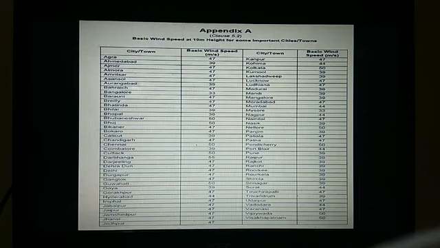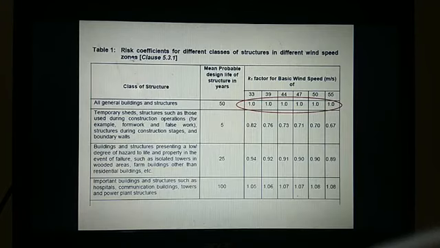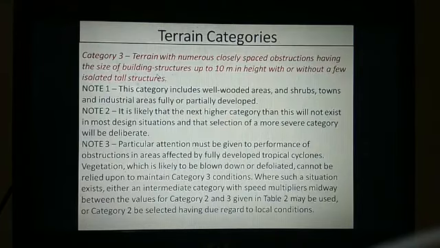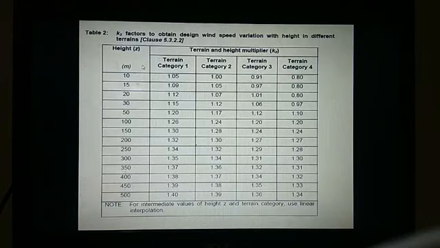So like this, for different places in India, the wind speeds are given. Okay, so these are the tables. Table 1 gives the risk coefficient, table 2 gives the terrain coefficient. Okay, so table 3, I mean category 3, gives the terrain coefficient, and table 2 gives the topographical coefficients. Okay, terrain and height multiplication factors.